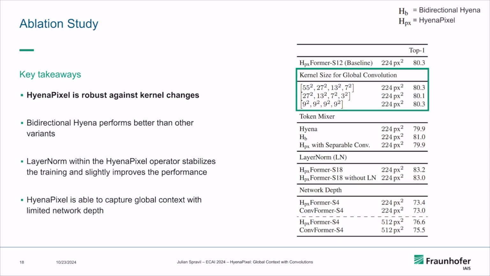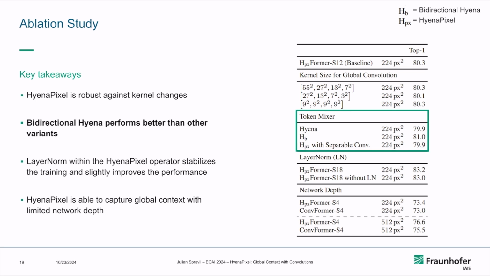In our ablation, we first tested the kernel sizes of HyenaPixel, and we saw that we have some robustness here, so the model is not really affected by changing the kernels. We assume that it finds a pathway to capture global context over the hierarchical structure. Bidirectional Hyena performs the best among our token mixers. Interestingly, regular Hyena, so with the causal language modeling objective, and HyenaPixel with separate convolutions have the same performance. So this operation is similarly restrictive.